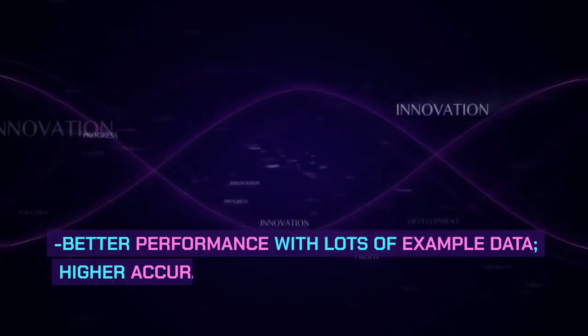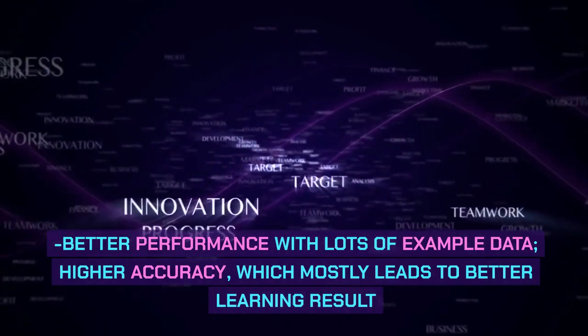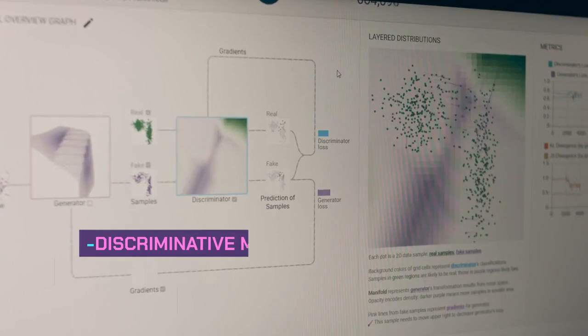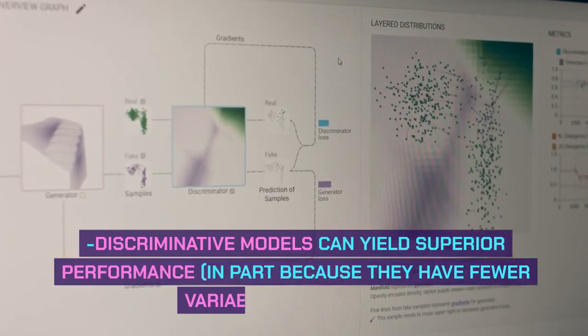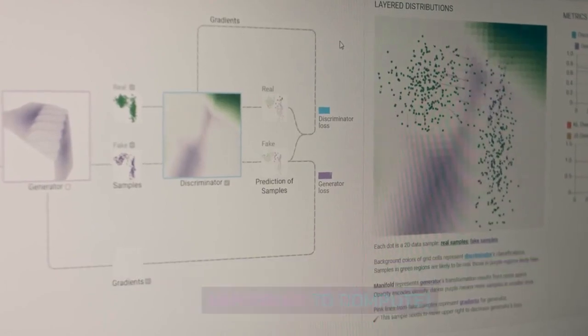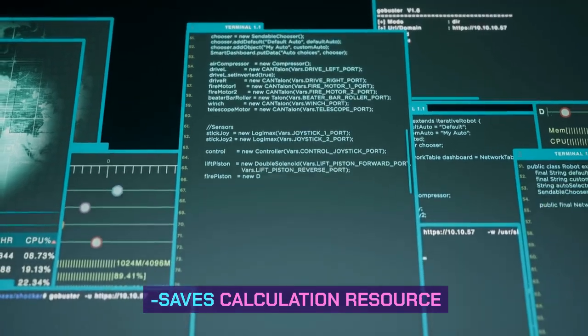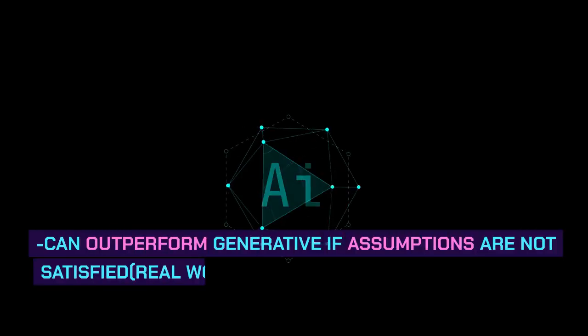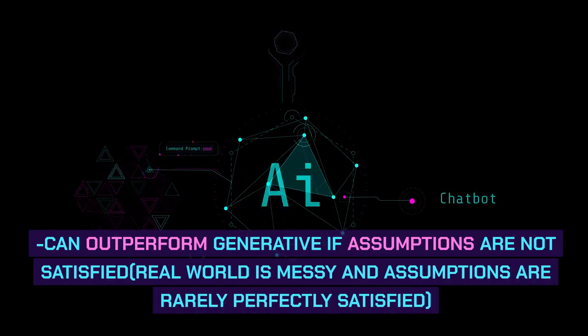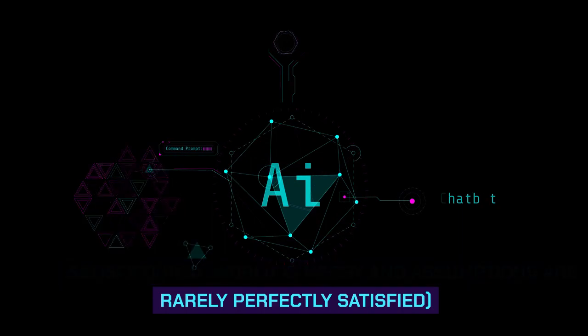Better performance with lots of example data. Higher accuracy, which mostly leads to better learning results. Discriminative models can yield superior performance, in part because they have fewer variables to compute. Saves calculation resources. Can outperform generative if assumptions are not satisfied. Real world is messy and assumptions are rarely perfectly satisfied.